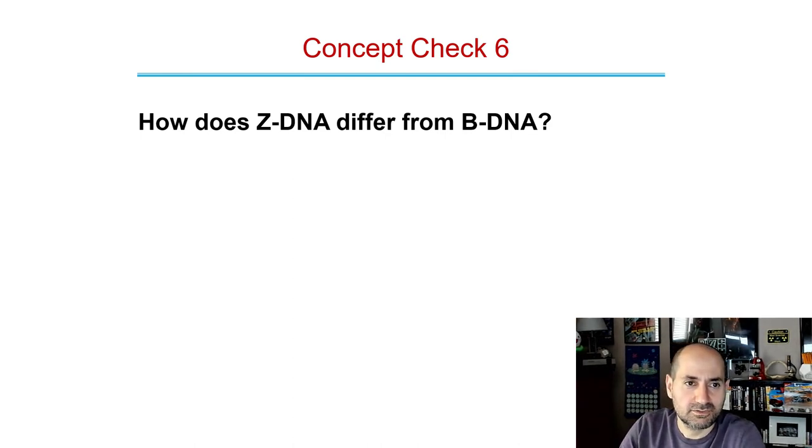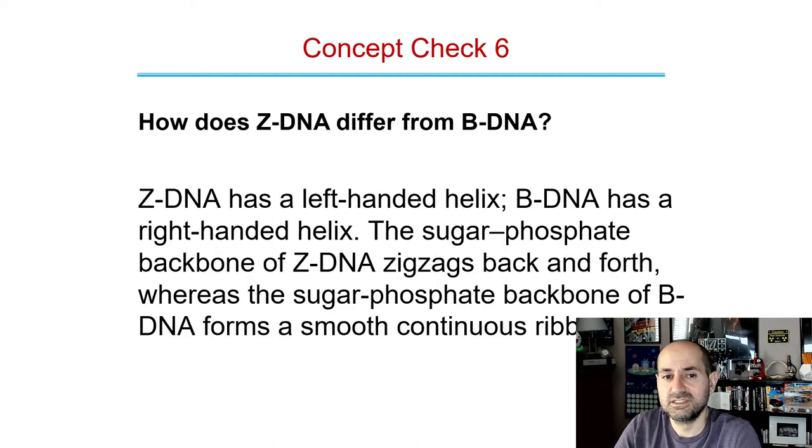Concept check number 6, how does Z DNA differ from B DNA? I just told you, you've got zigzag sugar phosphates in the backbone, whereas B DNA has a straight and smooth sugar phosphate backbone. And then Z DNA has the left-handed turns, whereas B DNA has the right-handed turns.